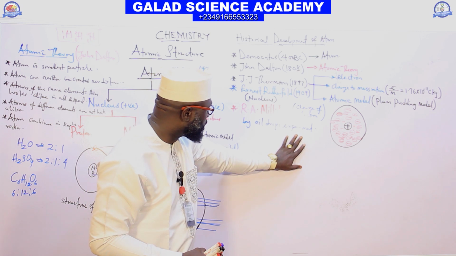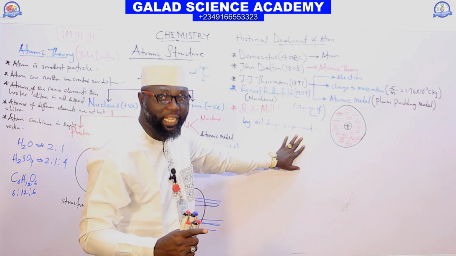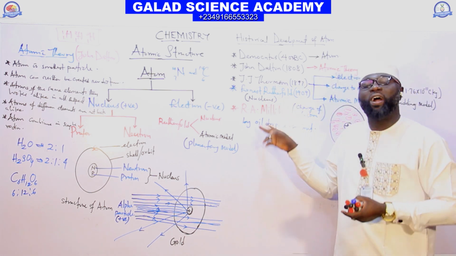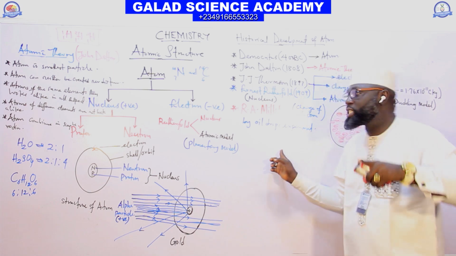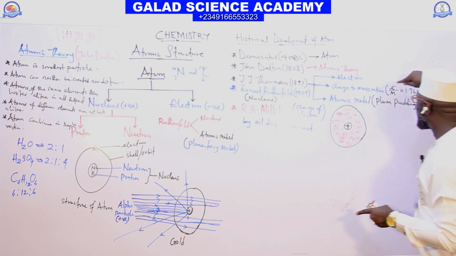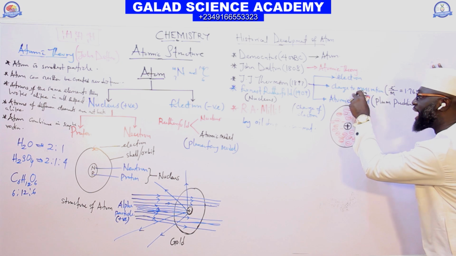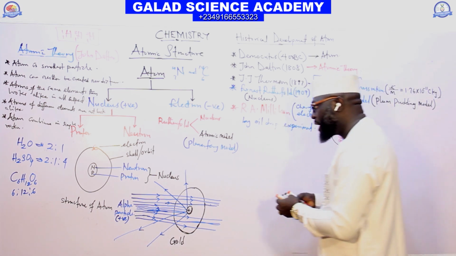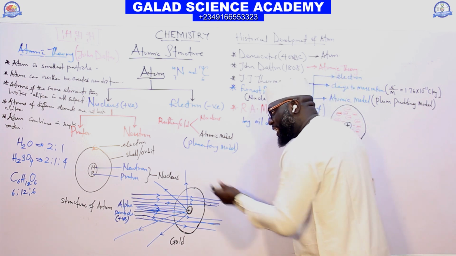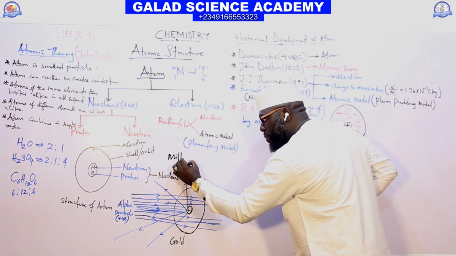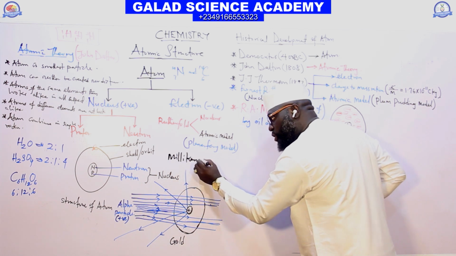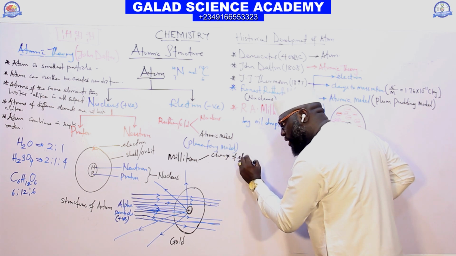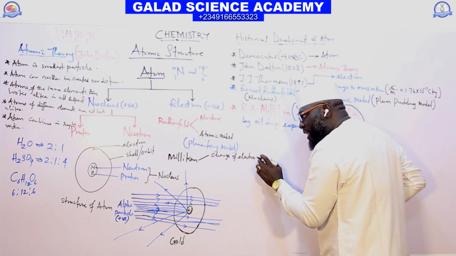That's Robert Millikan. And Millikan also determined the mass of an electron by using the charge to mass ratio of J.J. Thomson. So this man, R.A. Millikan, has two contributions. What's the first one? The charge of the electron.